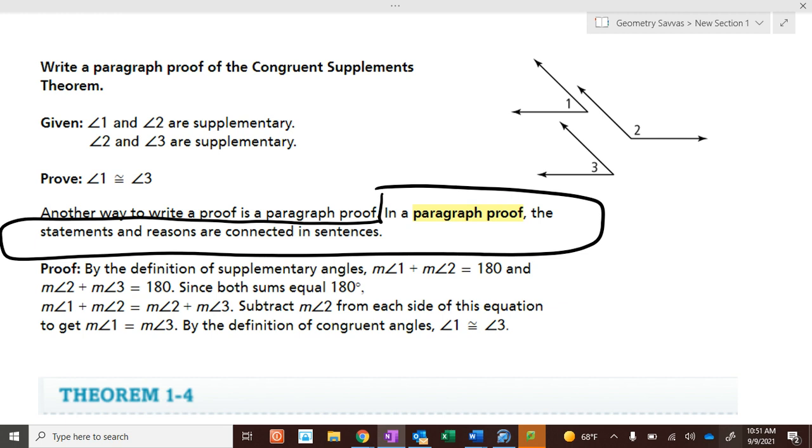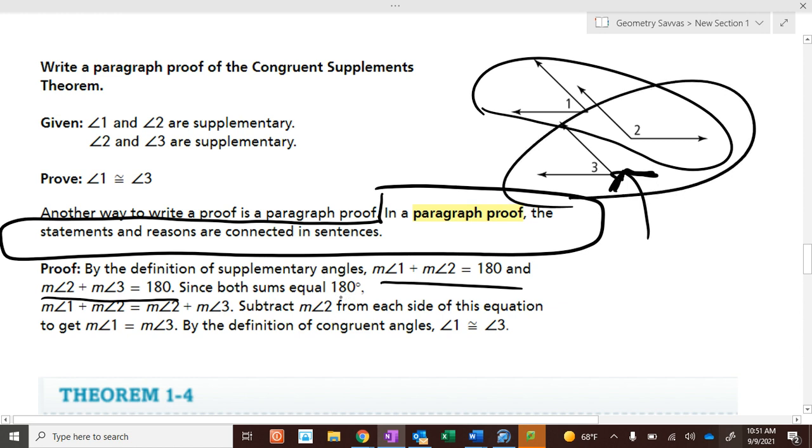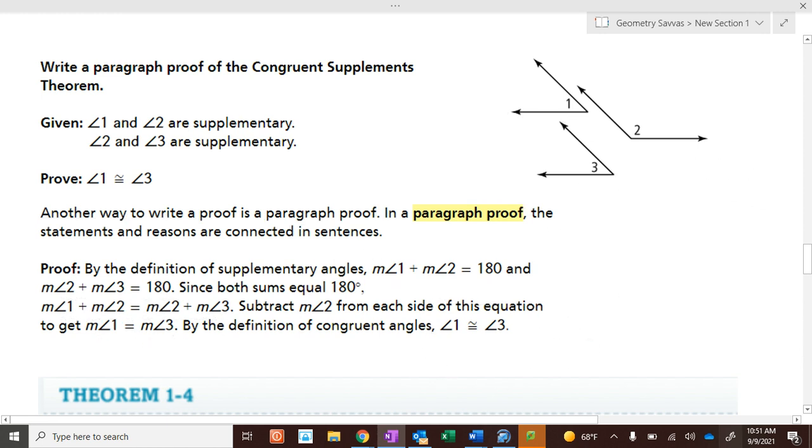And they did a paragraph proof for the congruent supplements theorem, which says, well, when we have supplementary angles, they add up to 180. So since 1 and 2 are supplementary, they add up to 180. Since 2 and 3 are supplementary, they add up to 180. Since they both equal 180, we set them equal to each other. And then if we subtract 2 from each side, kind of like what I did before in that vertical angles one, I get angle 1 equal to angle 3, so they are congruent to each other. So that is a paragraph proof.